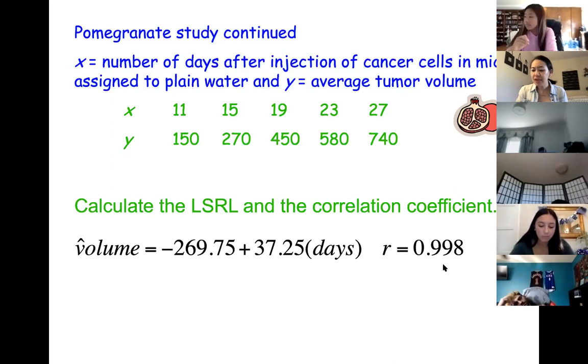R is in that same list. You just get an R of 0.998 for this. So yeah, Margot, you were right. This was really, really close to 1. Very, very, very strong.